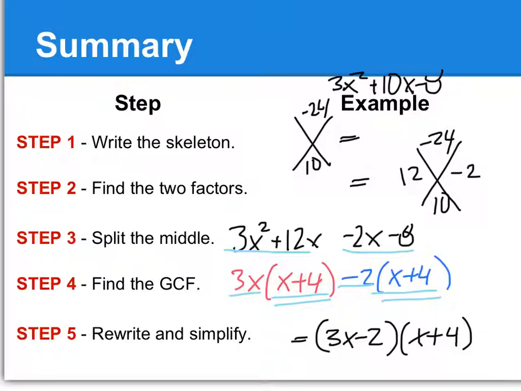It's very procedural and groups. We're going to try to go over why this makes sense, but for now it's just a procedure, so good luck. Start the classwork and let me know if you have any questions.